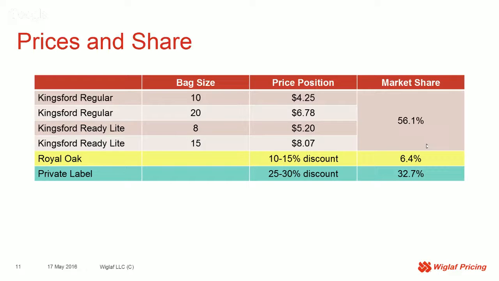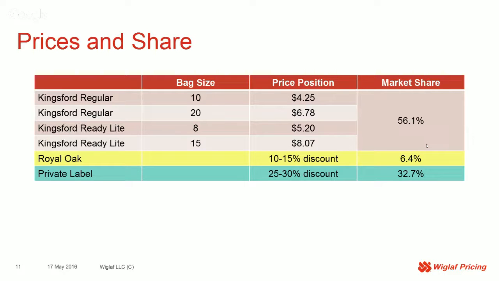Kingsford had lots of different kinds, but its overall market share was about 56% of the market. Its competitors included Royal Oak and a bunch of private label, sold by Jewel and Safeway and Walmart or whatever. A bunch of private label companies out there. And the market share was great for Kingsford, but look at its prices. Prices were always higher than their competitors.